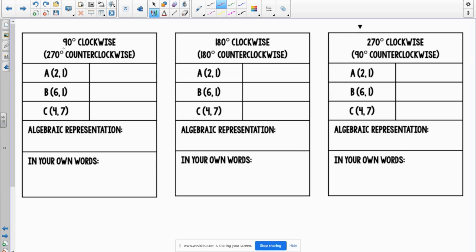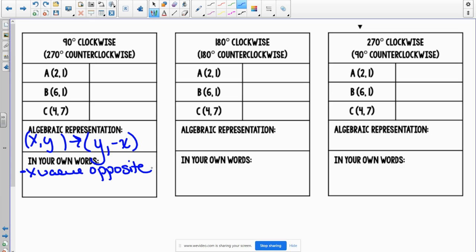So a 90-degree clockwise turn, which is also 270 degrees counterclockwise, the rule, or the algebraic expression, is: let's go (x, y), the originals, which would be all these right here, change to (y, -x). Okay, so in my own words, I'm going to make the x value opposite, and I'm going to take the x and the y values and switch them.